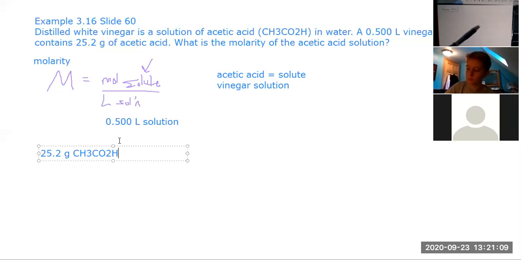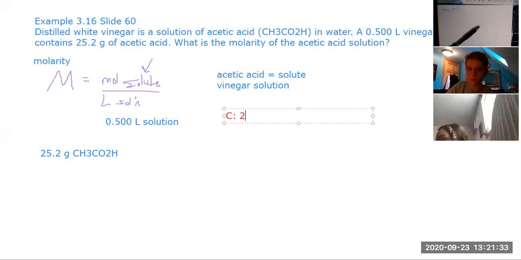As you've seen in 3.1, we do that by using the formula mass. So I take that acetic acid and break it apart into its constituent atoms. This one can be a little bit tricky because everything's not grouped together. Look at the compound as a whole, CH3CO2H. There are 2 carbon atoms in there, and we're going to multiply them by the atomic mass of carbon, which gives 24.02 grams per mole total.